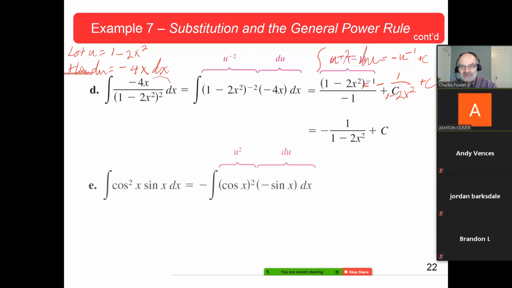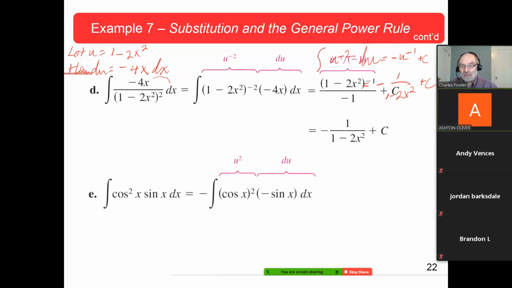All right, let's move to E. I think that's the last one. Oh, we jumped to a trig function. Okay, what's the most complicated thing in your integral? You tell me.